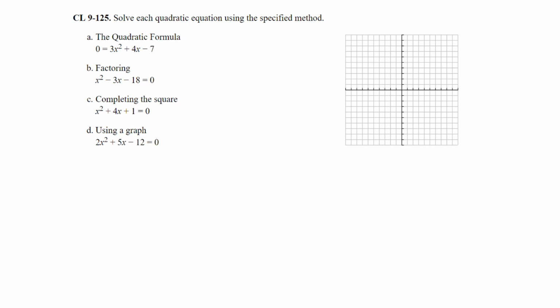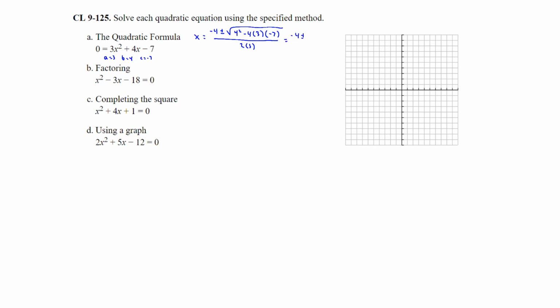Question 125. Solve each quadratic equation using the specified method. So the first one, A, it wants us to use the quadratic formula. So A is 3, B is 4, C is negative 7. It does have to be set equal to 0, and it is, so we're good there. X is equal to the opposite of B, plus or minus the square root of B squared minus 4 times A times C, divided by 2A.